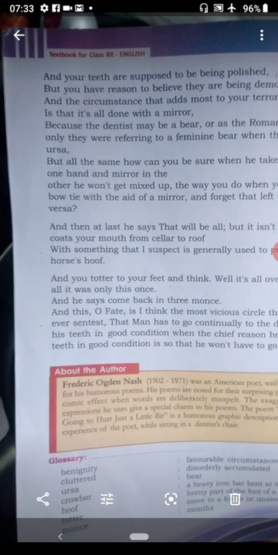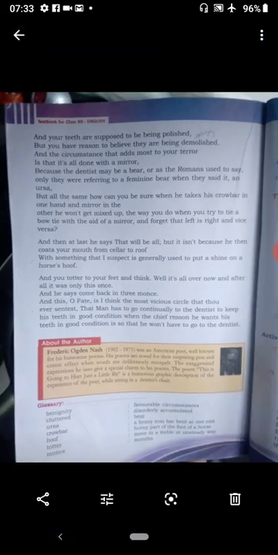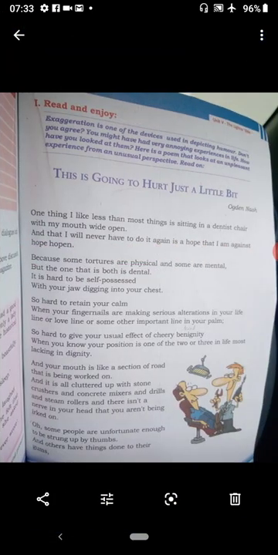This one. What is that? A poem. Right, back to that poem. "This Is Going to Hurt Just a Little Bit," written by Ogden Nash, American. So here, I would like to introduce a summary of this poem.